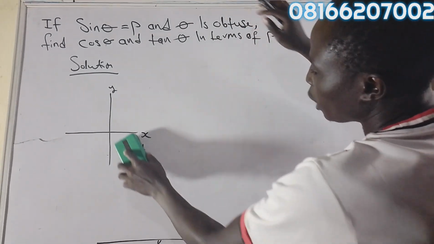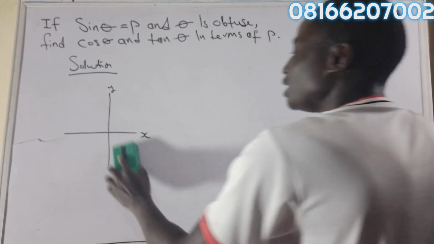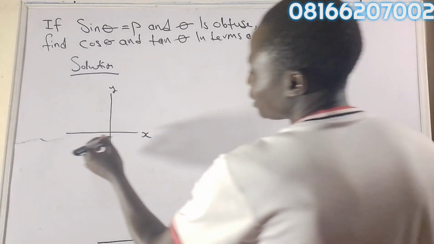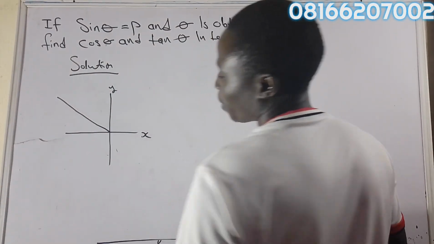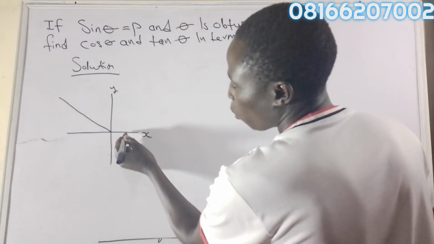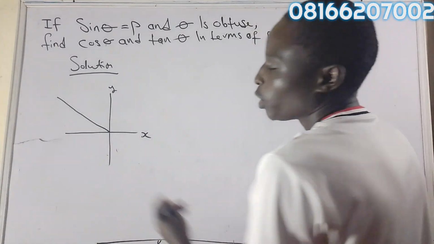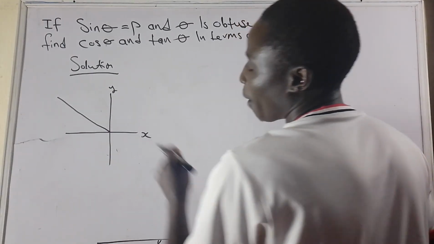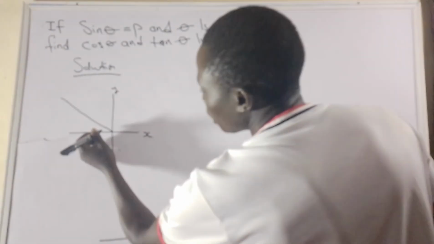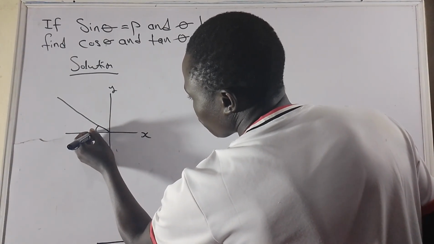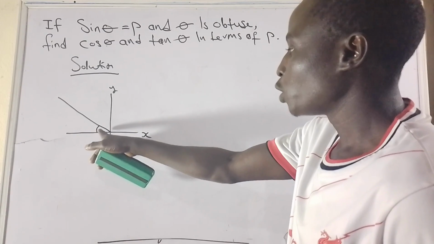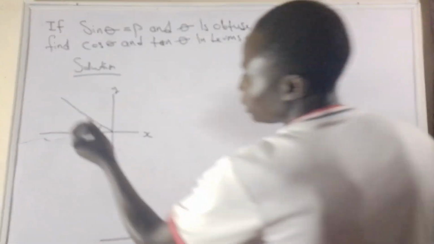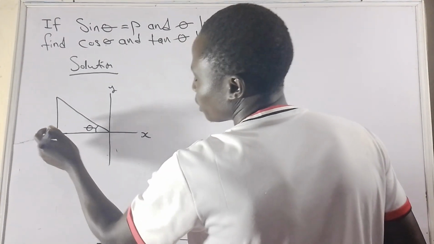we know that an obtuse angle is an angle that is greater than 90 and less than 180. That means the angle ranges here, because 0 starts here. Once you reach the y-axis you have reached 90 degrees, and the angle is greater than 90 degrees and less than 180 degrees. As I told you earlier, we always make reference to the x-axis. So this is our theta. Let's draw it like this.